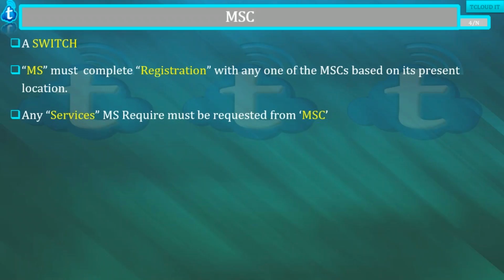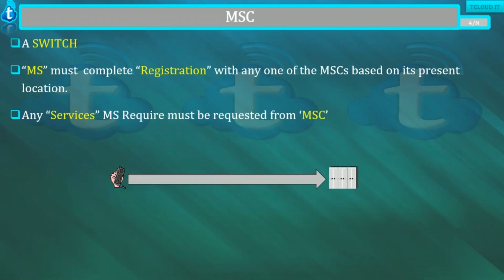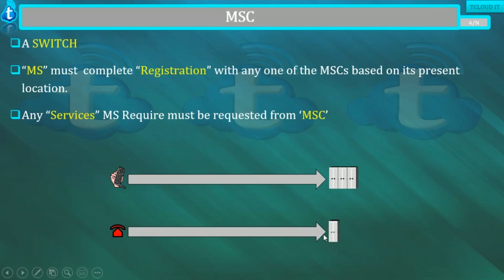You know, it can get any services from this MSC. Mobile station gets any services. Of course, MSC must be providing that service. So mobile would be going and speaking to MSC and requesting for the services, just like your landline phone is going and speaking to your switch and requesting for the services.